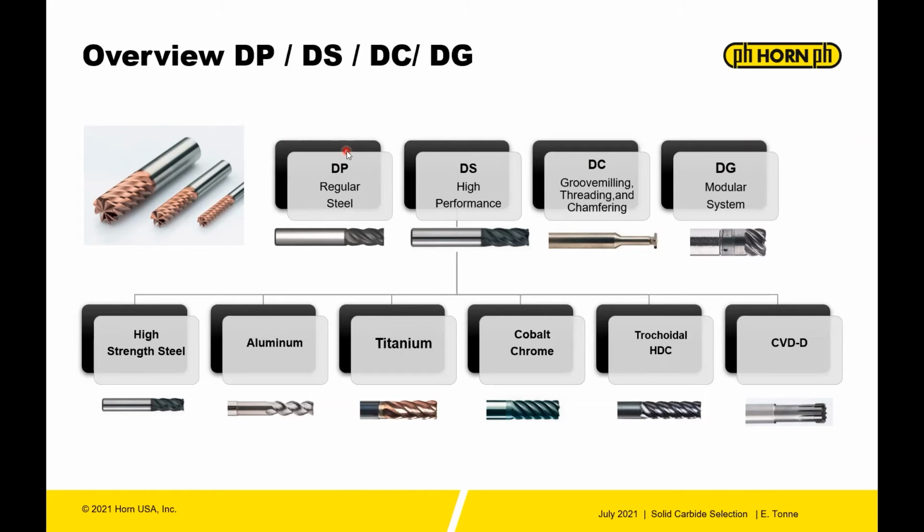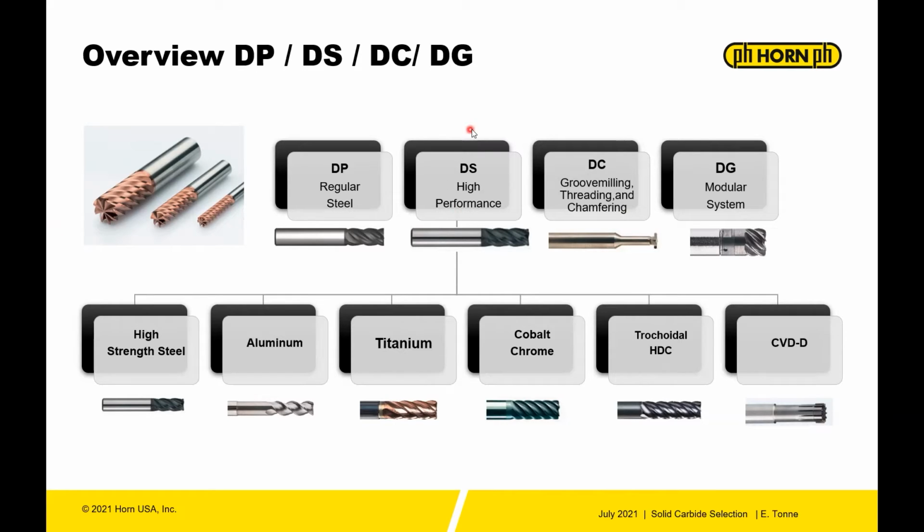So you have the DP series of Endmills, that's for regular steel. You have the DS high performance Endmill series. You have the DC Endmill series. The DC is more or less the little brother of the mini milling system. You have access to groove milling, threading, and chamfering. What's interesting about the DC too is you get down to really small thread profiles.